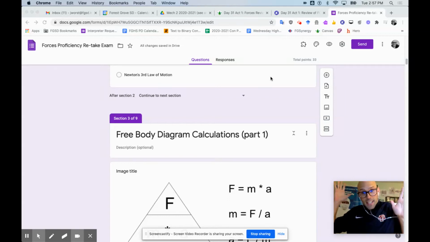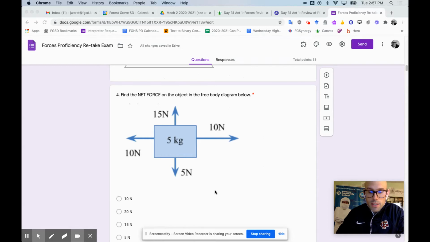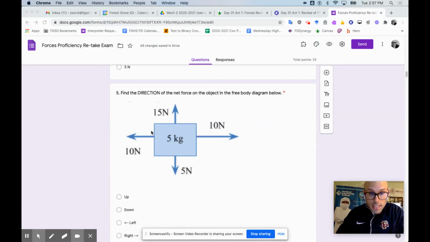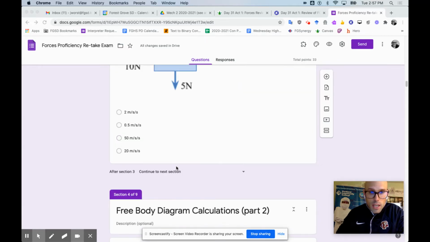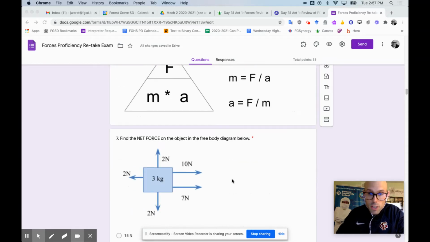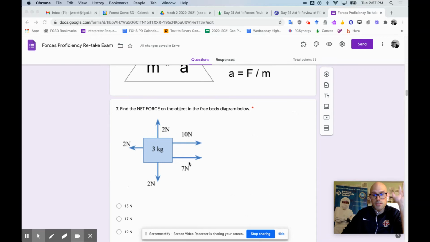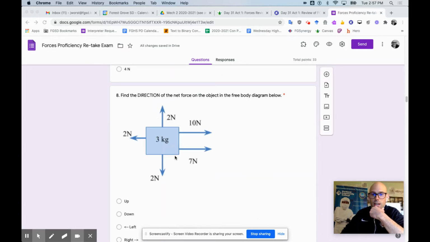Hey, Megan. So the second part of your retake test for forces are free body diagram calculations. There's two of these. Part one is going to have you do calculations with one free body diagram. It's the same free body diagram in each of questions 4 through 6 up there. And then part two, free body diagram calculations, is going to use a different free body diagram. So there's two different free body diagrams, two sections, but the same free body diagram in each section.